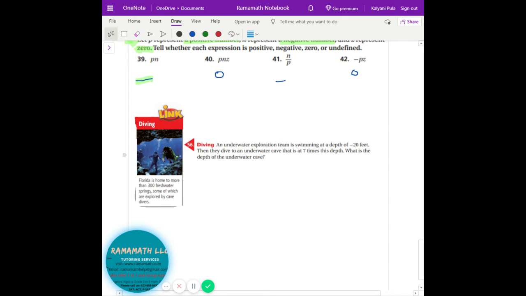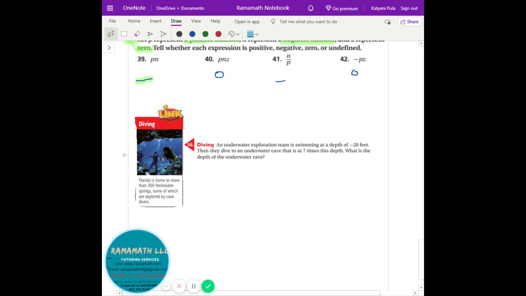The water exploration team is swimming at a depth of negative 20 feet. Then they dive into an underwater cave at 7 times this depth. What is the depth of the cave?